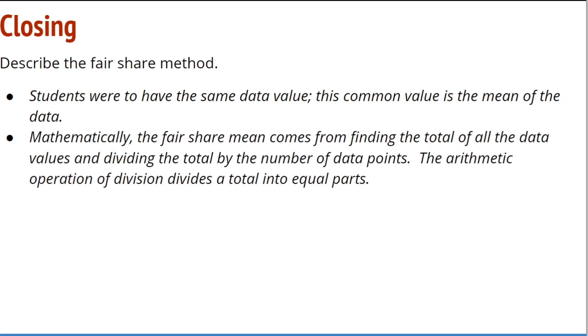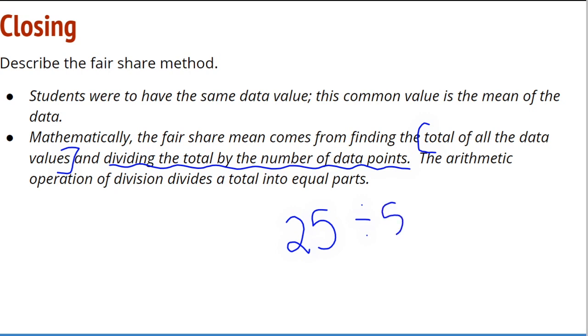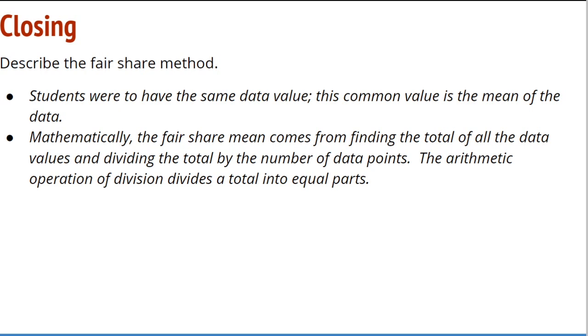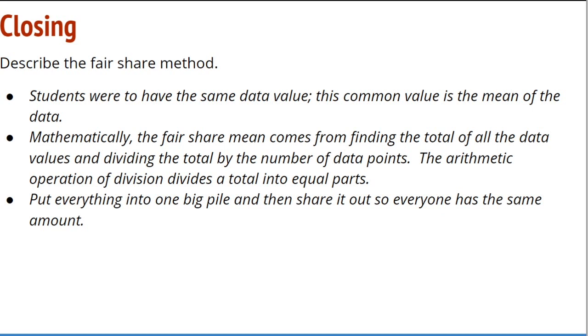Mathematically, the fair share mean comes from finding the total of all the data values and dividing the total by the number of data points. So we add it all up, so the total of all the data values, and we divide by the total number of data points. So if I add it all up and I've got 25, and that's in 5 different groups, I can find a mean of 5. Add everything up and divide by how many numbers you added up. Or another way of thinking of it, and I talked about this in the video, put everything into one big pile and then share it so everyone has the same amount.